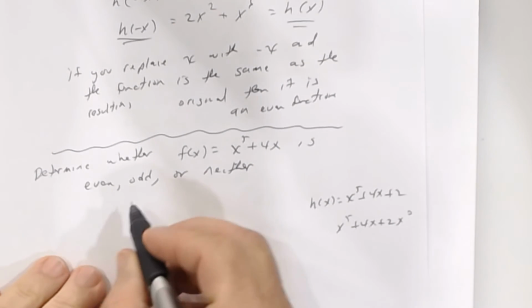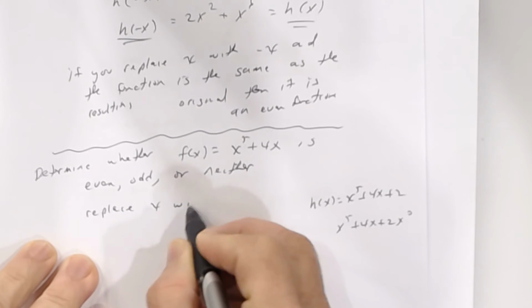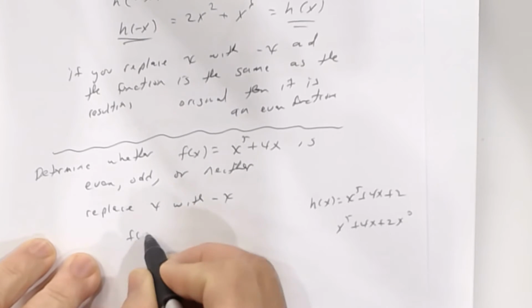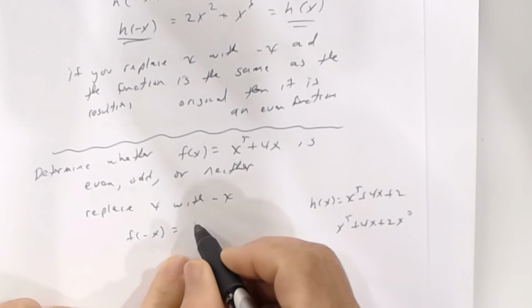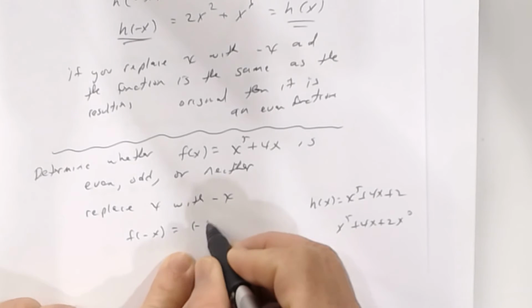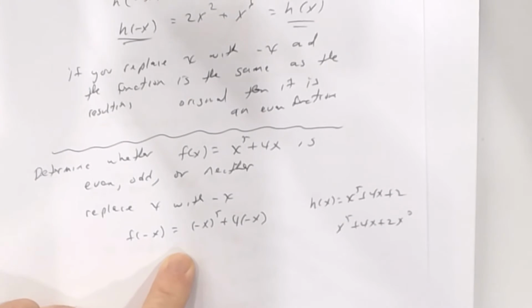But let's do it algebraically. Let's do it algebraically. So I'll replace x with what? With negative x. So that means I got to find f of negative x. So whenever we see the variable x, what do I plug in? Negative x. So that becomes negative x to the fifth plus 4 times negative x. Well, what is a negative x to the fifth the same as?